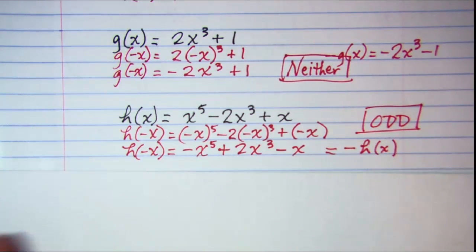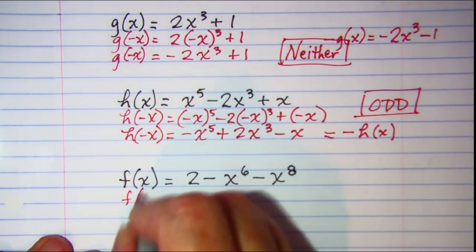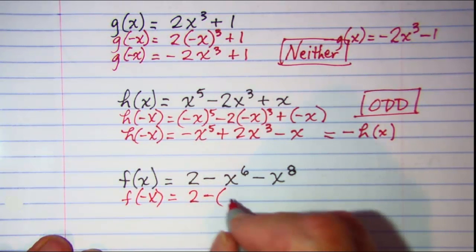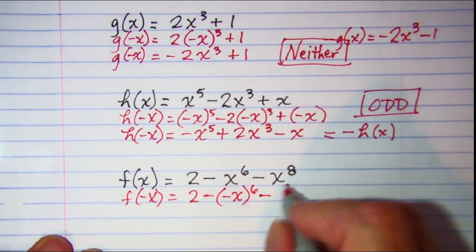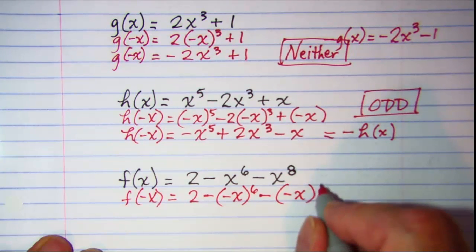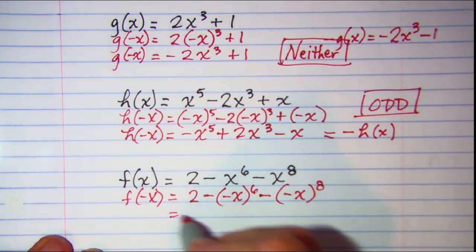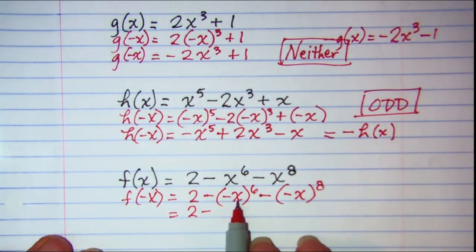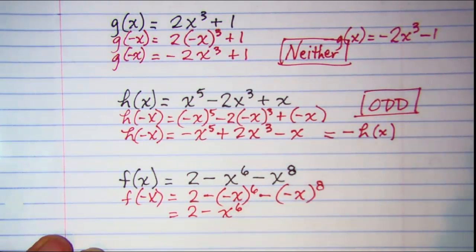Let's do one more. Let's find f of negative x. 2 minus negative x to the sixth power minus negative x to the eighth power. Let's copy this here, to subtract. When I raise negative x to an even power, it's just going to be x to the even power.